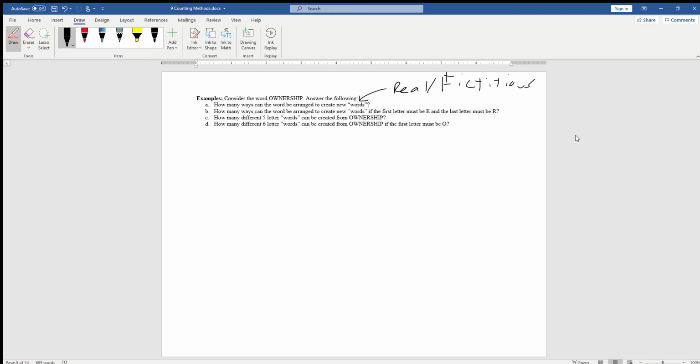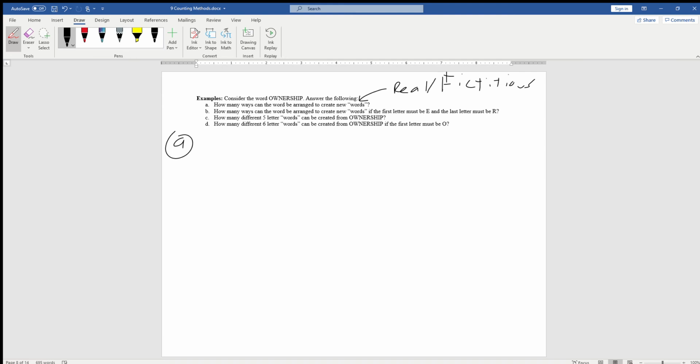How many ways can the letters be arranged to create new words if the first letter must be E and the last must be R? How many different 5-letter words can be created? How many 6-letter words can be created if the first letter must be O? There's a couple ways we can do this, and I'm going to show you both ways throughout.